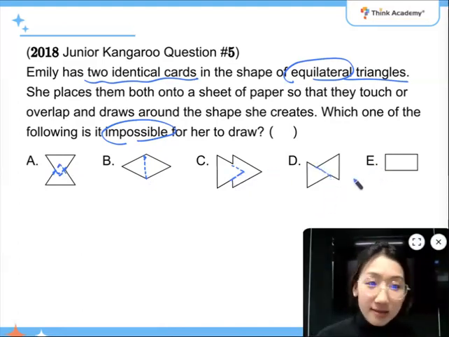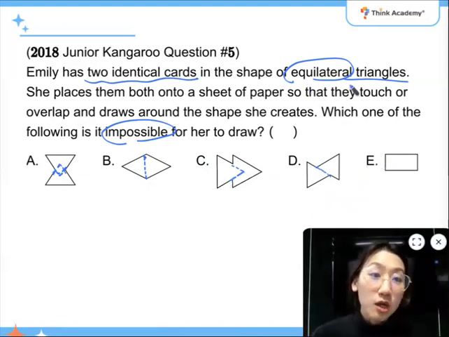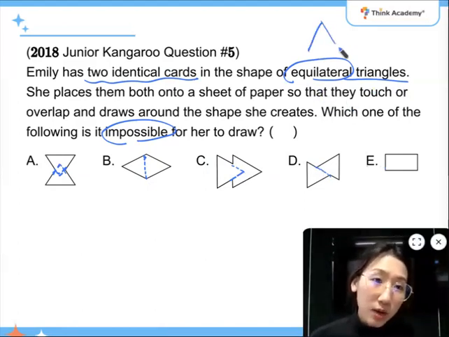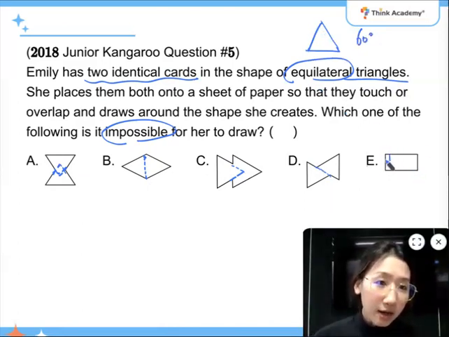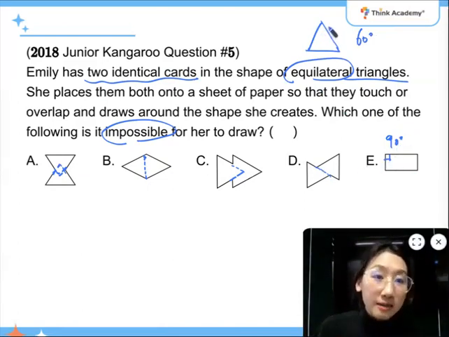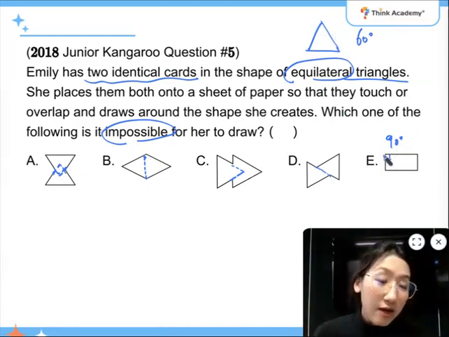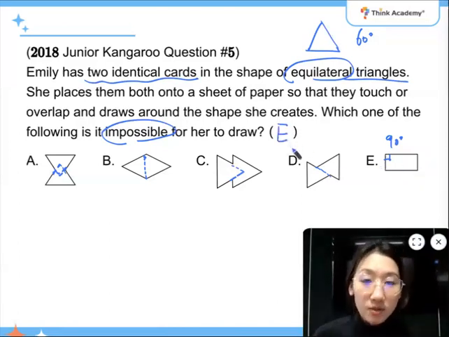However, for E, it's impossible for you to split them or try to fit in 2 equilateral triangles. And actually, with 2 equilateral triangles, all of the angles are 60 degrees. While for a rectangle, the right angle is 90 degrees. So it's impossible without you cutting some of the angles to have all of the angles as 90 degrees. So E is the impossible one here.